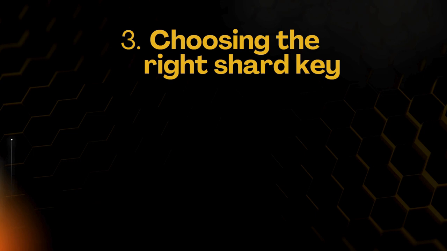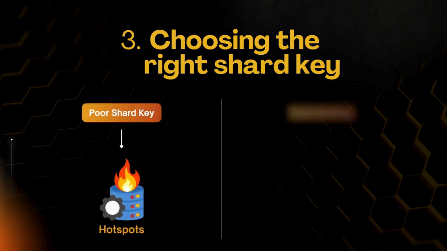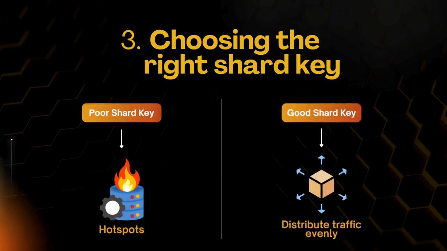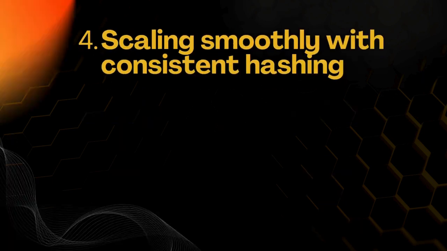So choosing the right shard key is critical. It's the field you use to decide where the data goes. A poor shard key creates hotspots, while a good shard key distributes traffic evenly. For example, using a sequential order ID could overload one shard, while using a hashed user ID spreads traffic faster and better.